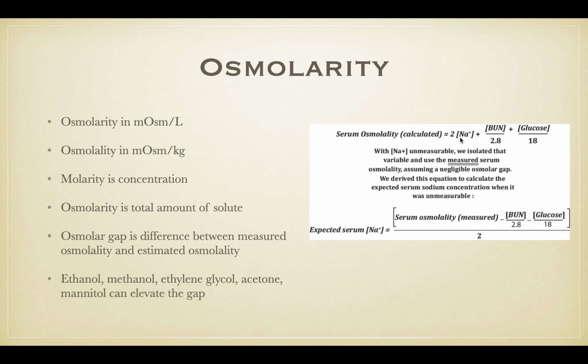So this is the solution. It's 2 times the concentration of sodium plus, this is urea, so BUN, divided by 2.8 plus glucose divided by 18. The expected sodium concentration is going to be the serum osmolality that is measured minus the urea minus the glucose divided by 2.